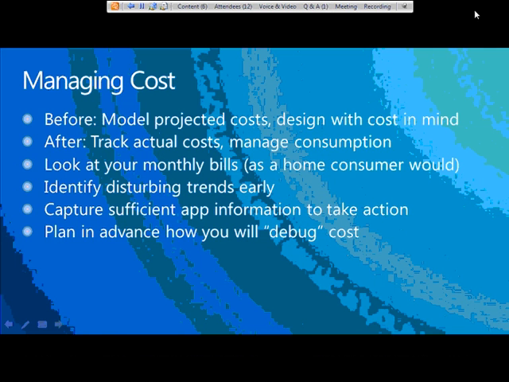So, what about managing costs after the fact? Well, just briefly, before your app is designed and developed and deployed, you could use these tools we showed you already to model your projected costs and design with cost in mind. But after the fact, you need to track your actual costs, and you need to manage your consumption and billing.